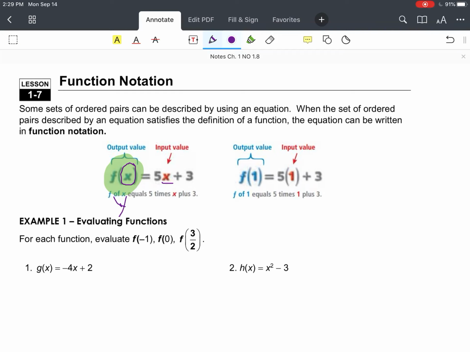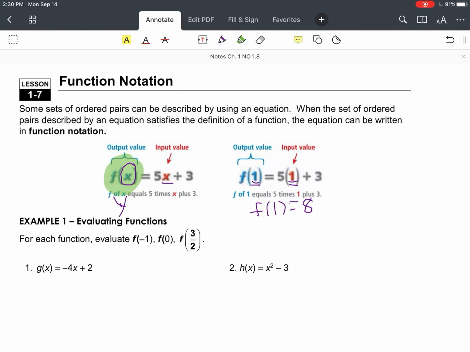So here, f of 1 means we're putting an input of 1 in. If I put 1 in for x, I do 5 times 1, which is 5, plus 3. So f of 1, which we used to call y, is going to be 8. That's my output. So my input is 1, my output will be 8. All you're doing is substituting in what you see in parentheses for x for each problem.